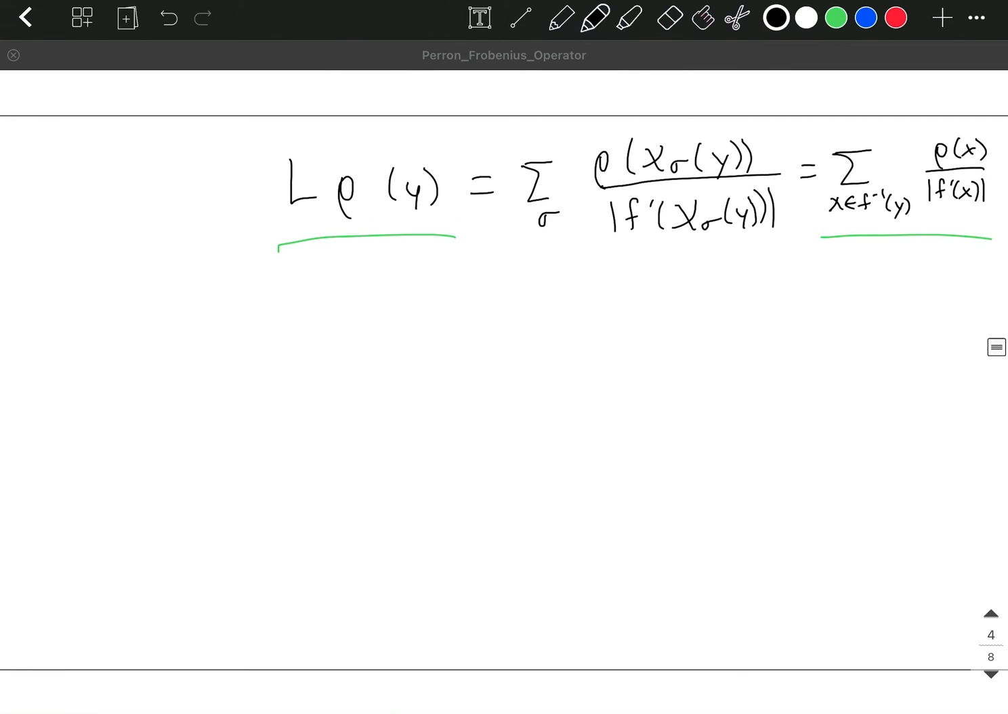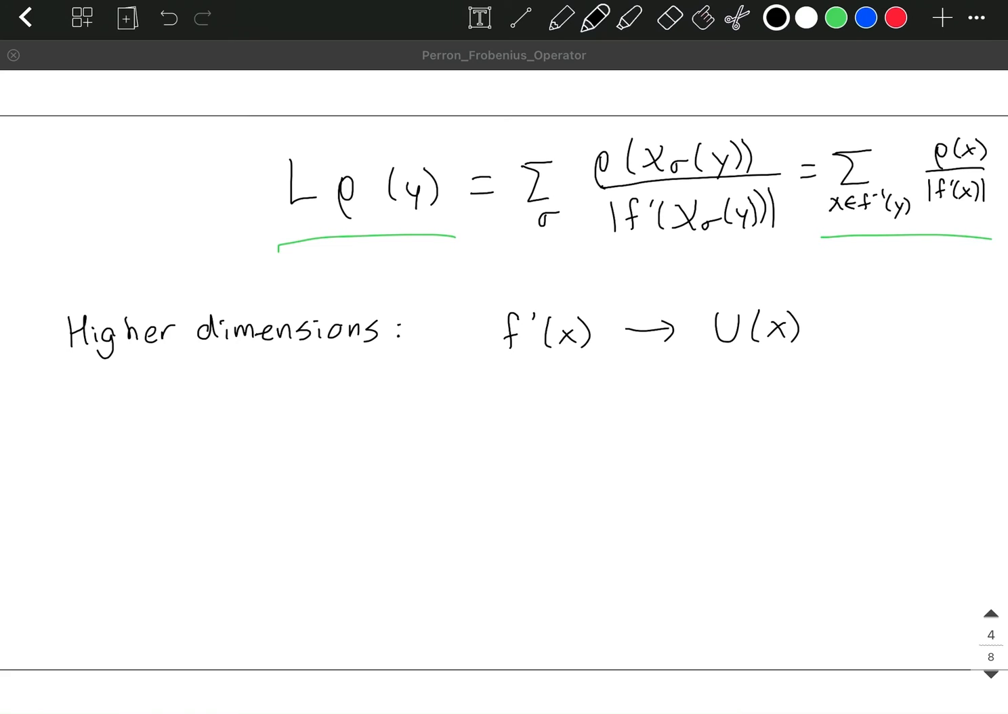And in order to extend this to higher dimensions, we need to make one simple substitution, and that is in this expression underlined in green. We would need to substitute the derivative of the map with the Jacobian determinant of f of x. And that would be the final solution for higher dimensions.